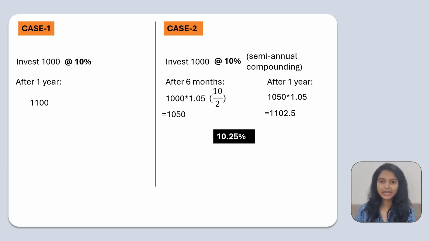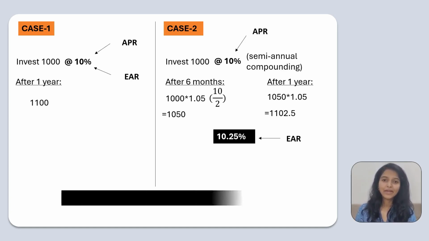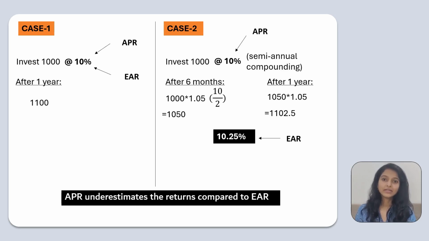Going back to the example, in the first case, APR and EAR, they both are the same, that is 10%. But in the second case, APR remains at 10%, while EAR is now 10.25%, of course, due to compounding. From this, we can also say that APR typically underestimates the return on investment compared to EAR. We'll continue this same example for different compounding periods.